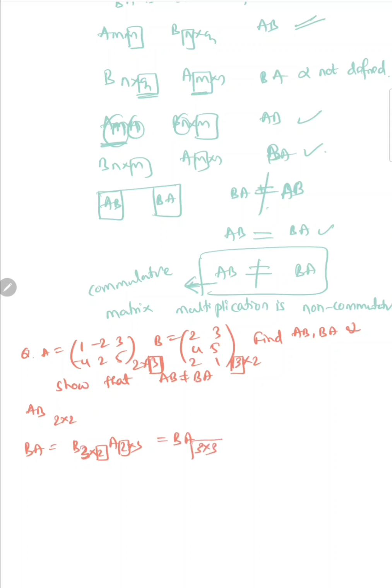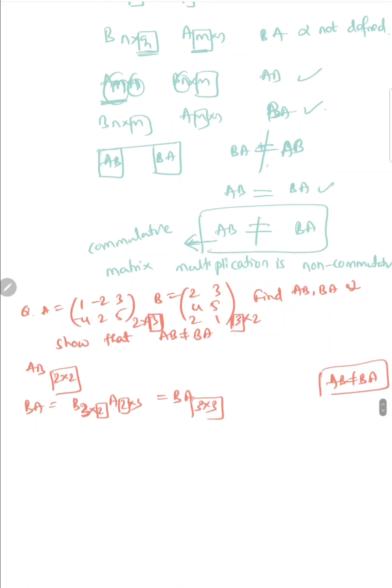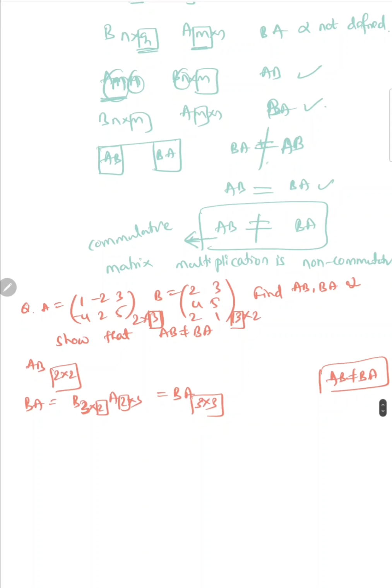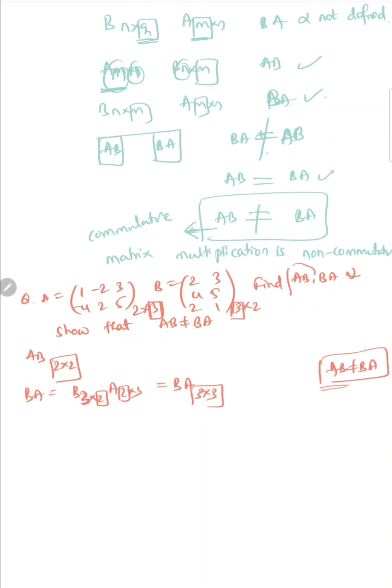So just by observing the orders we can tell AB is not equal to BA, because two matrices of different order can never be equal. So just by observing the orders we can say both are not commutative. But we don't do it like that, we will follow the procedure. First we will find AB.